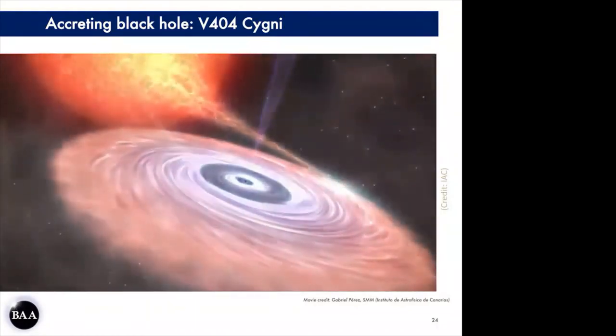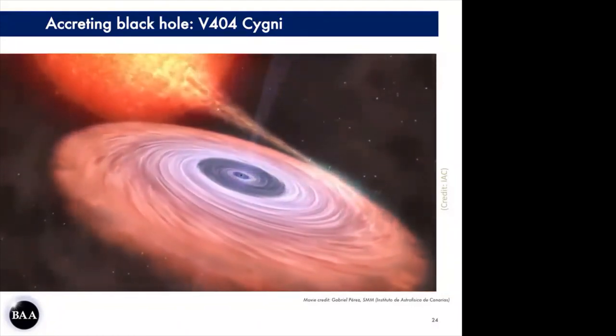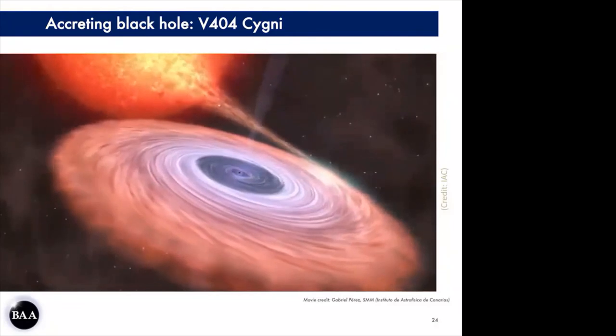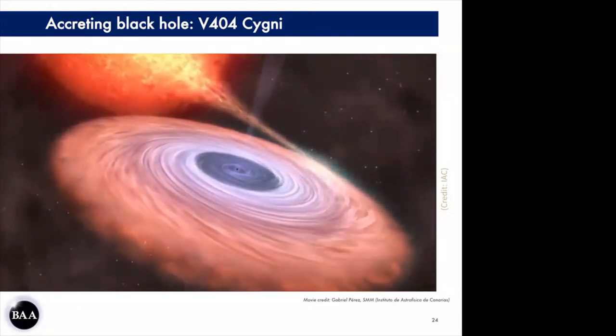The fact that I can go out on a clear dark night, if it's clear tonight, I'll be looking at V404 Cygni. It's not bright at the moment. It's probably around 18th or 19th magnitude. But when it was bright, I could go out and observe the goings on of a black hole some 8,000 light years away. And I think that's pretty incredible.